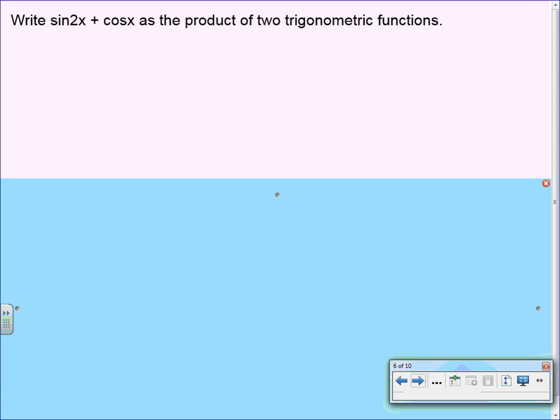Let's say I wanted to write sine 2x plus cosine x as a product. What group of identities am I using? Sum to product. Do you see any sum to product identities that say a sine plus a cosine? No, ma'am. They're all the same function added or subtracted. Sine plus a sine or a cosine minus a cosine. So if you have a sine and a cosine added or subtracted, you have to adjust a little bit.